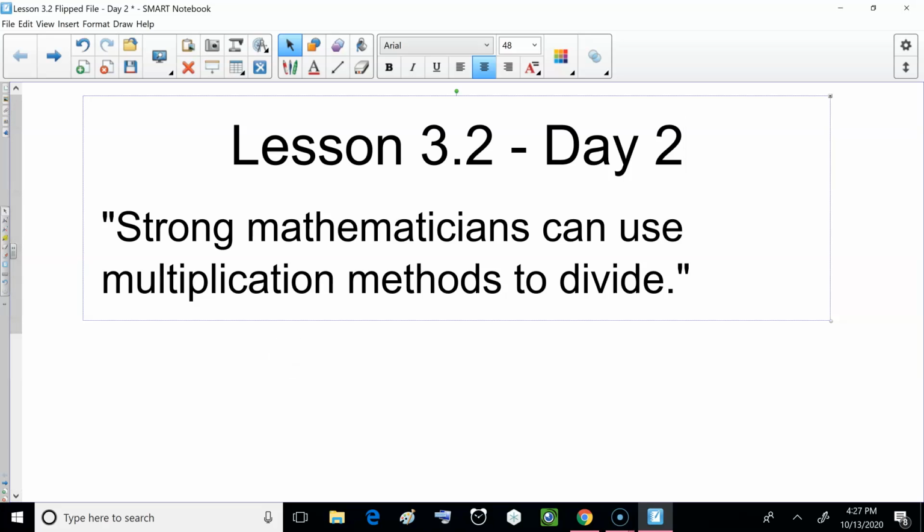So hello class, welcome to lesson 3-2, day 2. Strong mathematicians can use multiplication methods to divide. So you can grab out your notebook, your pencil, put down today's date, the name of the lesson, and let's get started.